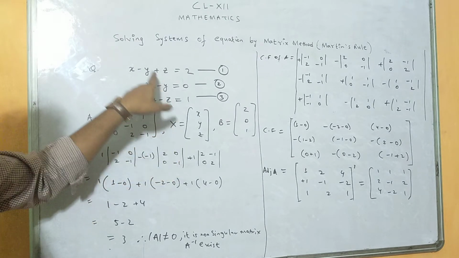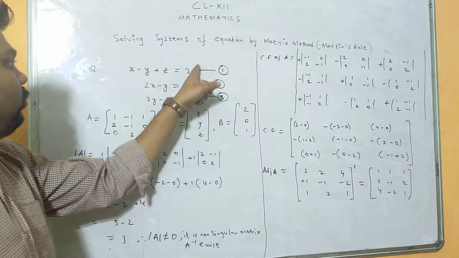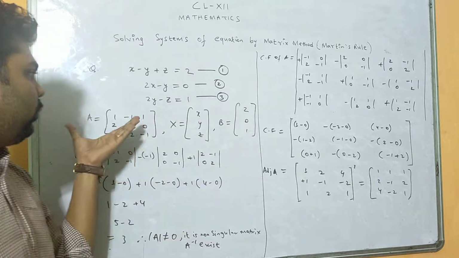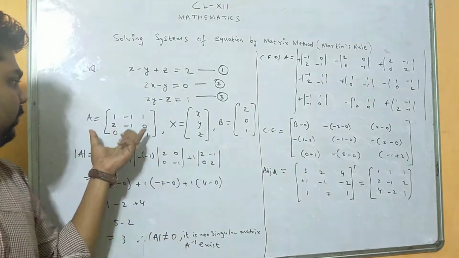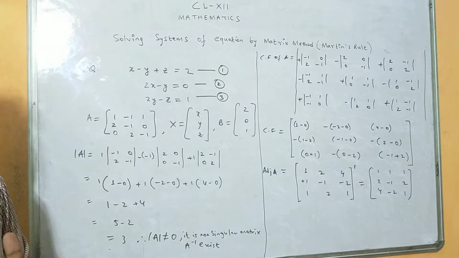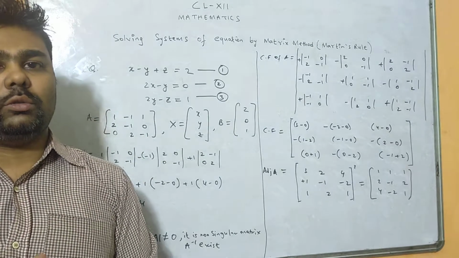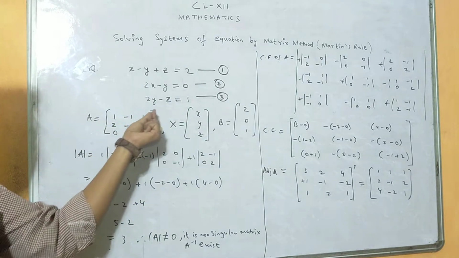What will be our X? X is x, y and z, and B is 2, 0, 1. So we have framed this as A, X and B. After framing, we will find the value of A to see whether it is a singular or non-singular matrix. So I have expanded along row 1.